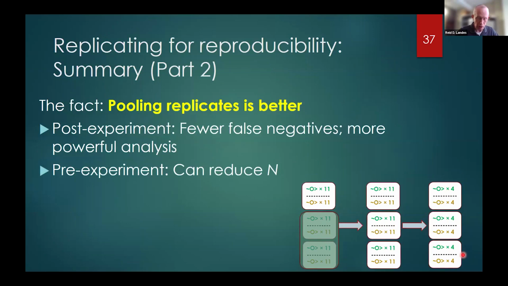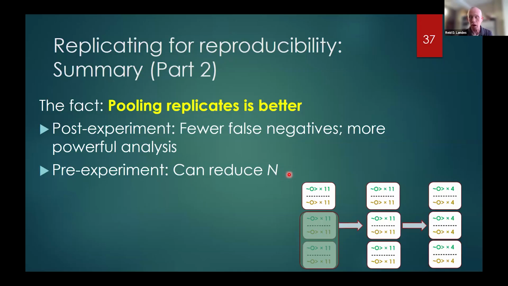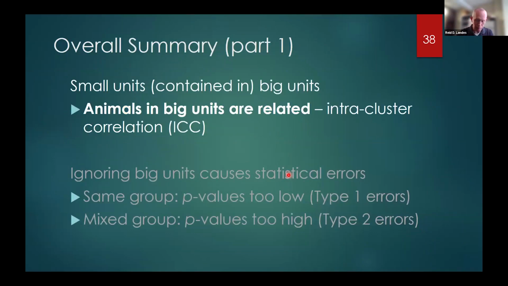And so when we do that, when we pool our replicates appropriately and account for them in the statistical analysis, we're going to have more power in our analyses, and if we account for it before we do the experiment, we can reduce our overall sample size. So that's the fact that I want you to walk away with here: pooling replicates is better, especially when you account for that replicate in your statistical analysis. Okay, so I've covered the 2 experimental scenarios, and now I'll just give you an overall summary.